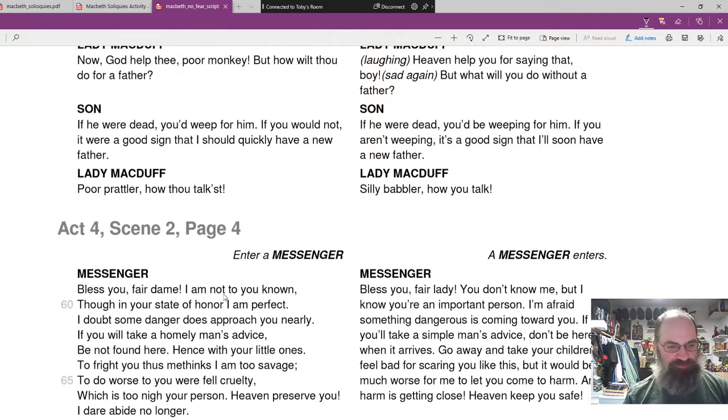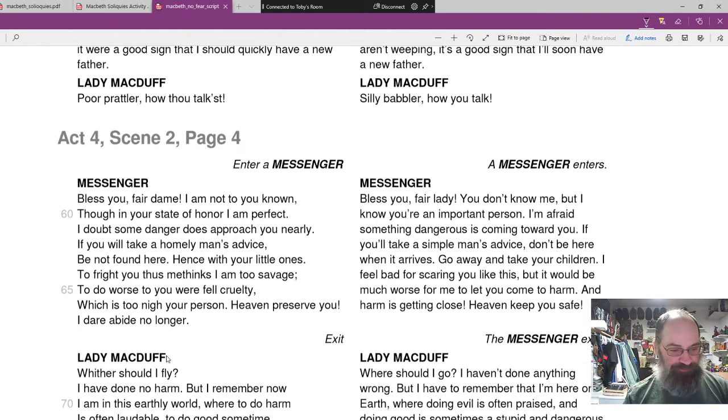"Bless you, fair dame. I am not to you known, though in your state of honor I am perfect. I doubt some danger does approach you nearly. If you will take homely man's advice, be not found here. Hence with your little ones. To fright you thus, methinks I am too savage; to do worse to you were fell cruelty." You need to get out of here.